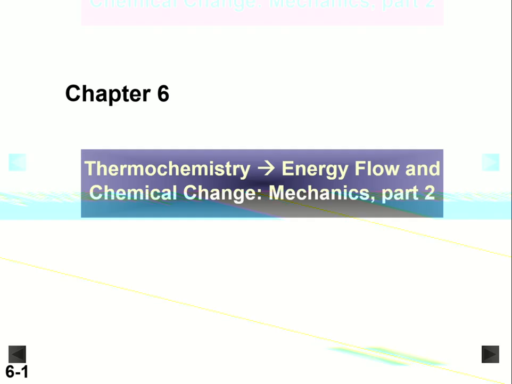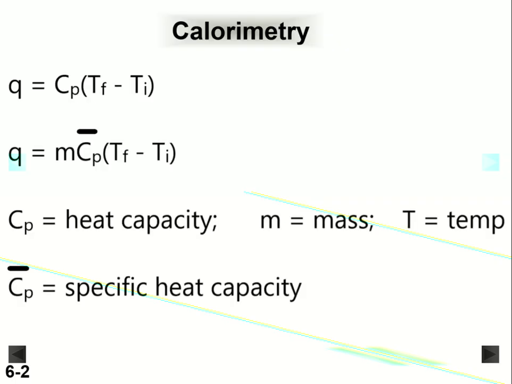In this video, we continue with our study of thermochemistry and problem solving. And we're going to spend a little more time on calorimetry. Here are our basic equations that we reminded ourselves of last time. Heat flow Q is equal to Cp delta T, or we can also express Q as m Cp bar delta T.